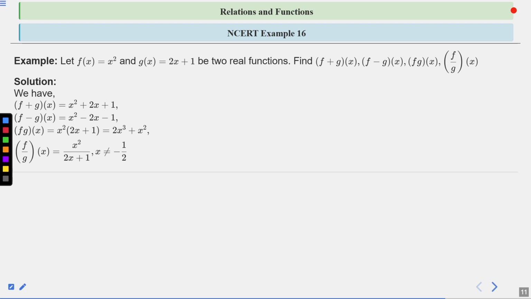But we want some other condition also, what? That denominator cannot be 0. So we have to explicitly write it down. What condition? That x must not equal minus half. If it is equal to minus half, then my denominator becomes 0. But I do not want that. Clear? Why I am writing this x not equals to minus half. Okay?